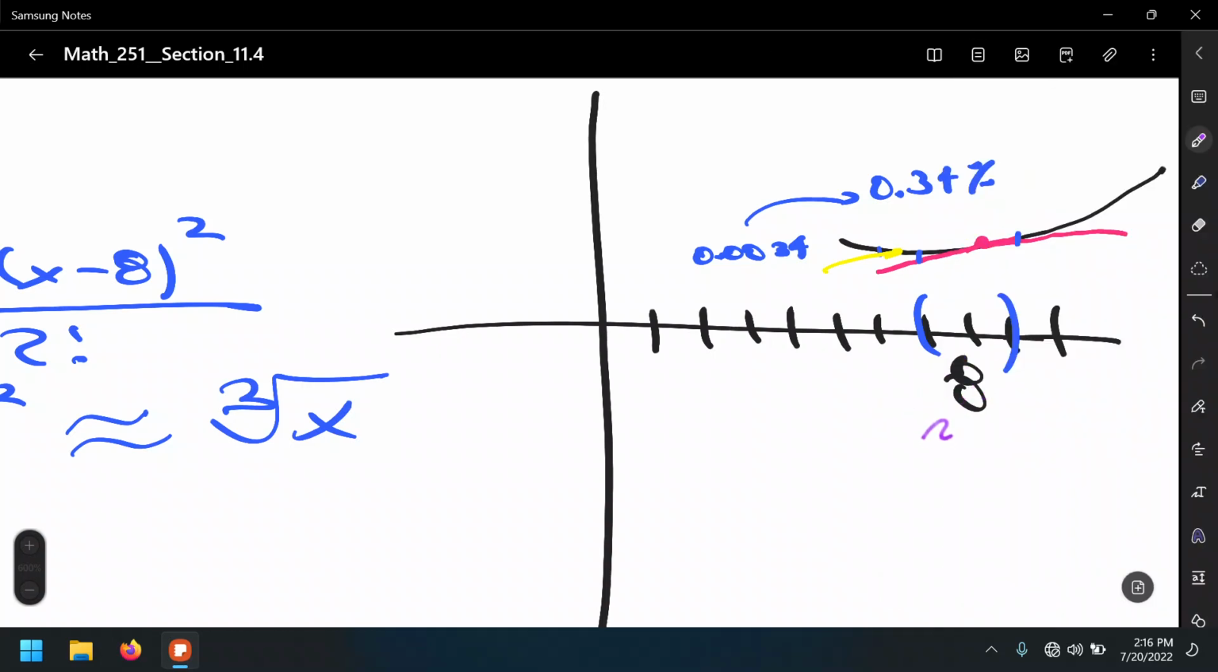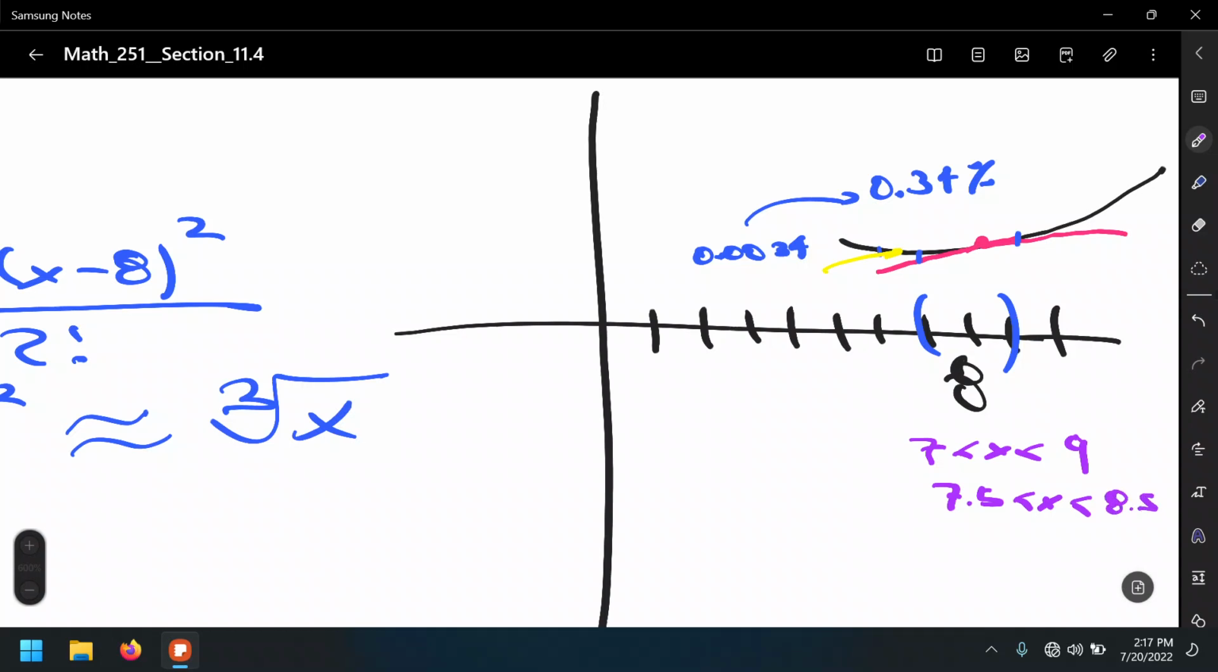Instead of having it from 7 to 8, maybe from 7.5 to... Oh, it was 7 to 9. Yeah, 7 to 9. So that means 7.5 to 8.5, right?